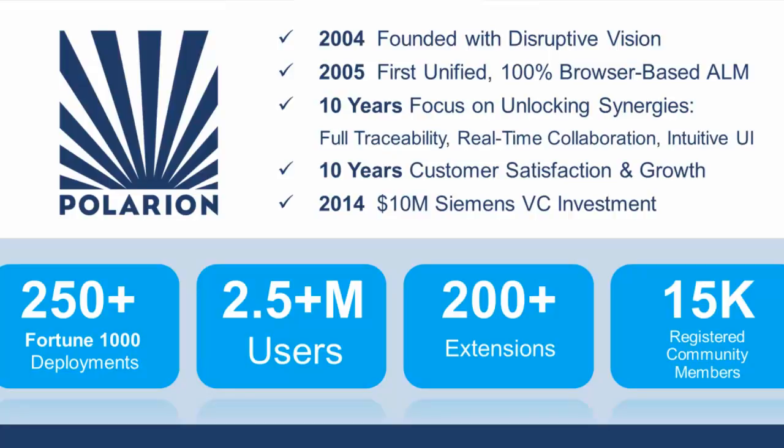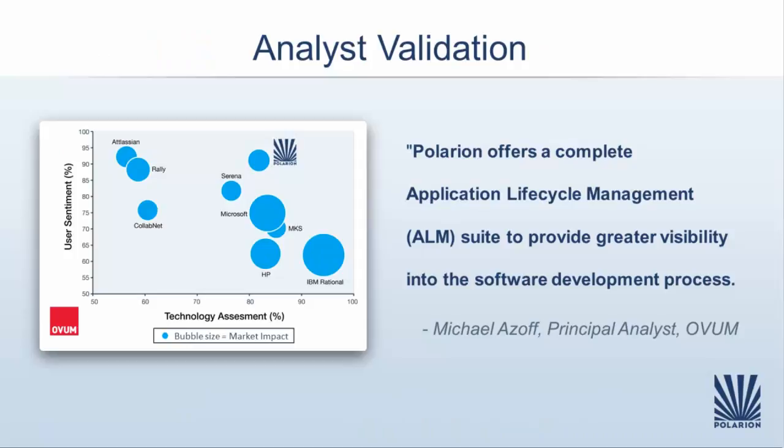2.5 million users worldwide. More than 200 extensions in our Polarion Extensions portal. A vibrant community of 15,000 registered members illustrate the value Polarion provides. And of course, customers. More than 250 deployments in leading companies from a broad spectrum of industries. Research analysts agree that Polarion is a great choice. Ovum stated already in 2012 that Polarion has managed to score well in the market impact and customer satisfaction, plus exceptionally well in the technology dimension of decision metrics.